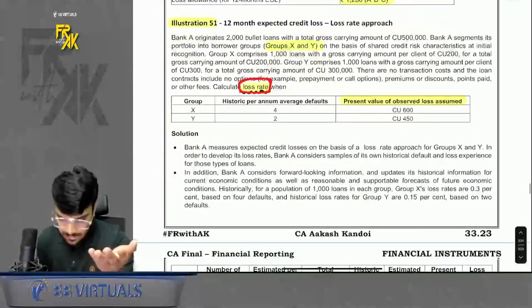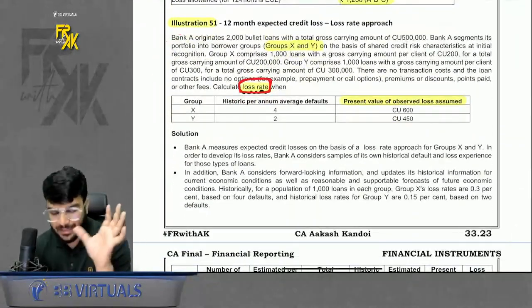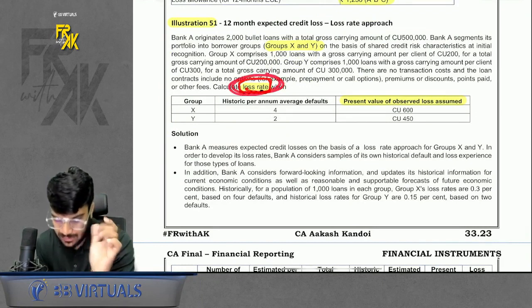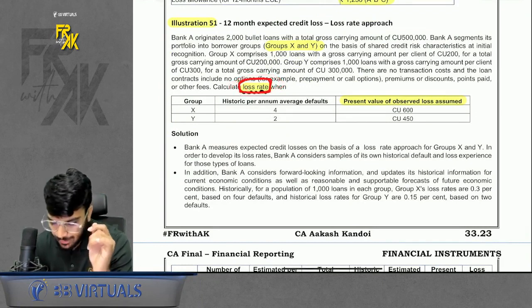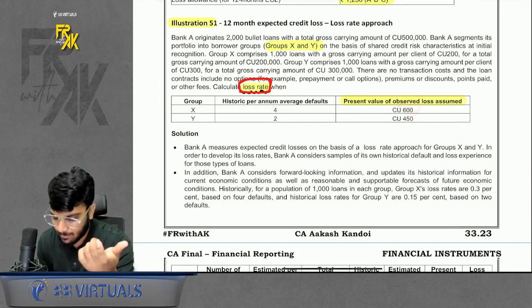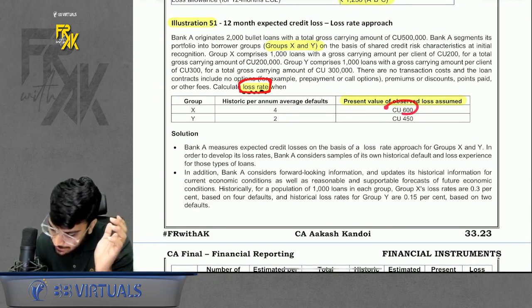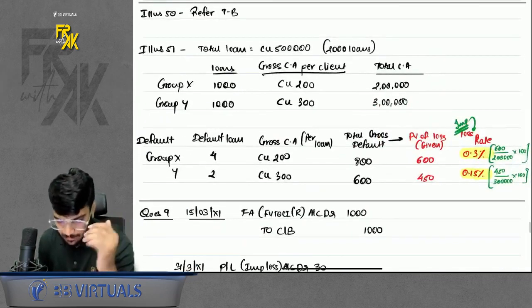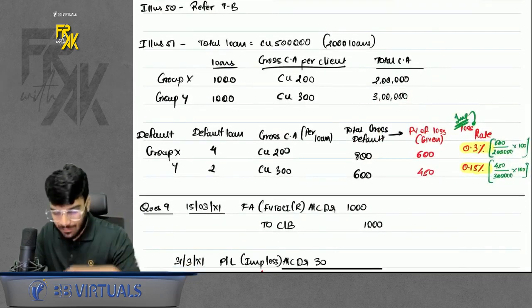As simple as that. Here also you have been given various financial asset information on how to calculate the impairment loss. Here loss rate was asked. I'll tell you how to calculate the loss rate. Whatever impairment loss is there, it is already given, present value of observed loss. Divide the loss amount by the total carrying amount. I did the working in my notes. You can refer to this. I will upload this on Telegram.